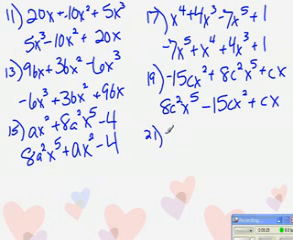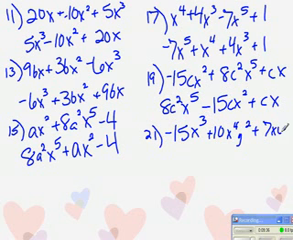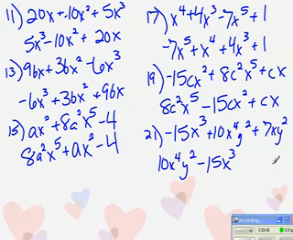And the last problem on this page is negative 15x to the third plus 10x to the fourth y squared plus 7xy squared. Highest power of x is the fourth, so 10x to the fourth y squared. Next power will be the third, so minus 15x to the third. The last one is 7xy squared. And that is the end of section 8.